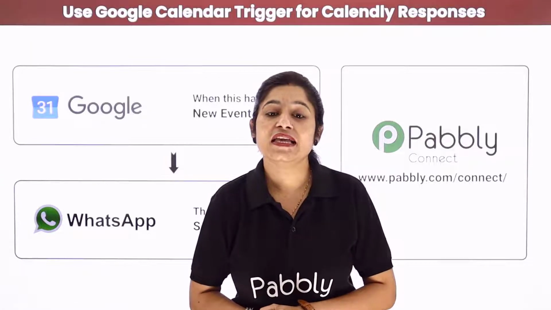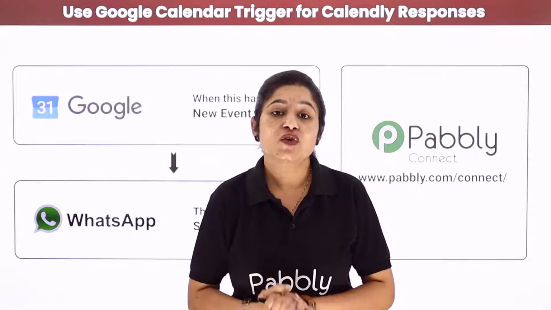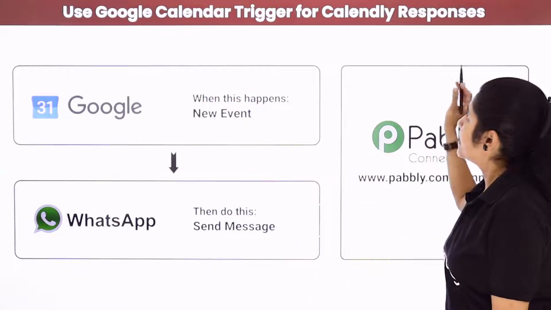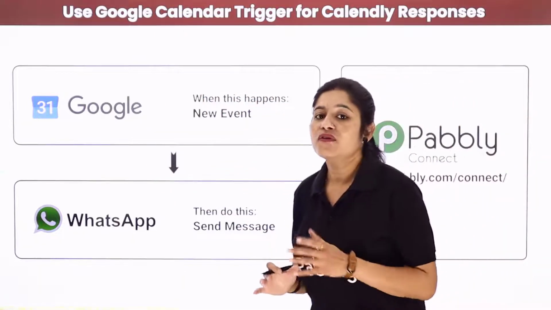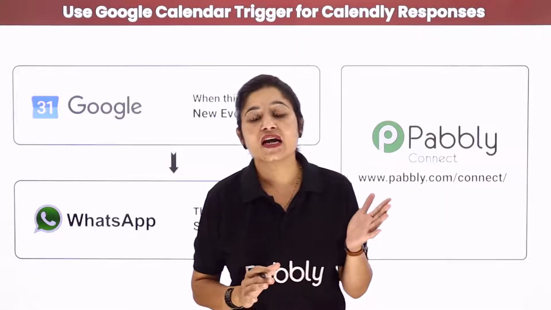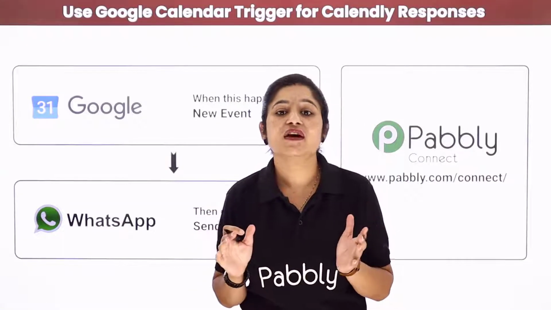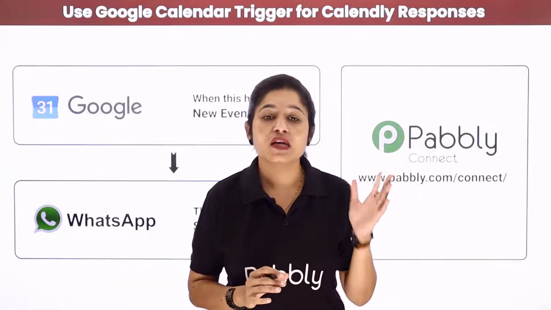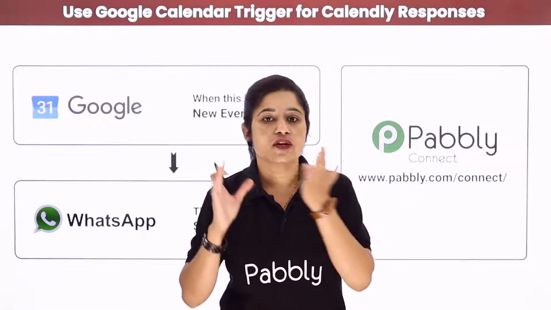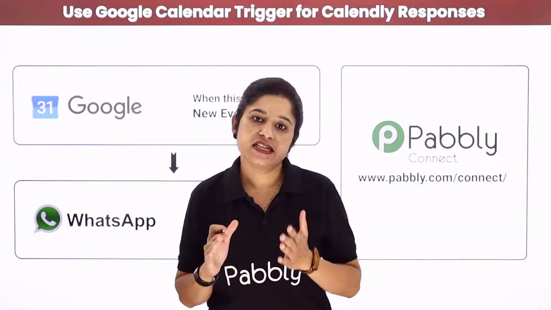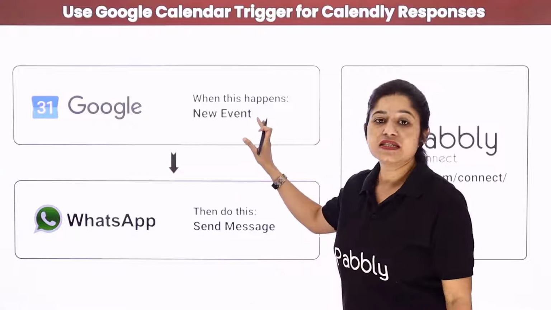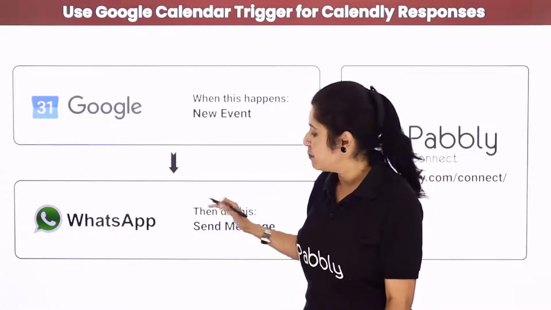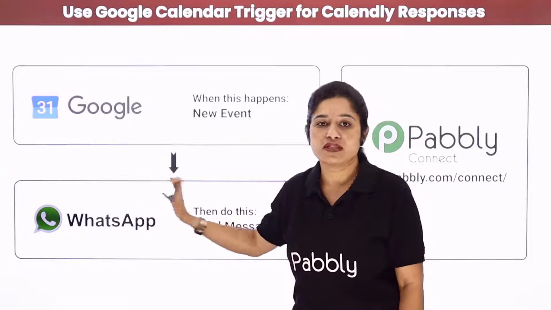As we know that Calendly came up with a paid webhook feature, so in this particular video we are going to learn how you can use Google Calendar trigger for the Calendly responses. So first we need to link the Calendly account with our Google Calendar so that whenever a new event is created or whenever a new appointment is scheduled in your Calendly account, the same appointment should get created into your Google Calendar also. So the idea here is that whenever a new event is created into your Google Calendar, automatically an appointment confirmation message will be sent to your customers on their WhatsApp number.